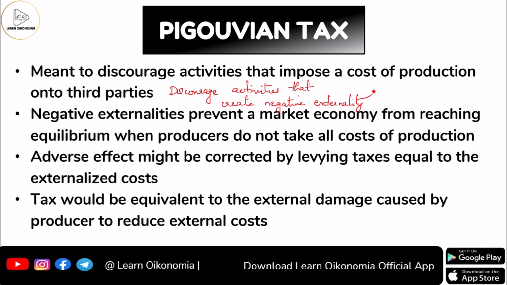As a result of the very same thing, you can attain an efficient level to an extent. I'm not saying that an efficient level can be achieved with pollution. No, you will be reducing the level of pollution in the economy. This negative externality will be preventing a market economy from reaching an equilibrium when producers do not take all the cost of production into account. Producers will take into consideration only some costs, like the cost of raw materials. Then they will consider the electricity cost. Then they will consider the technology related aspect.